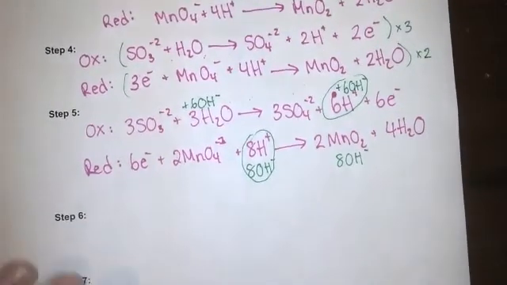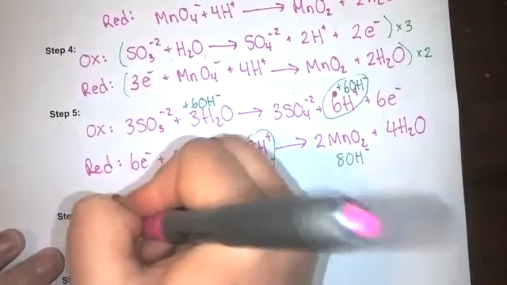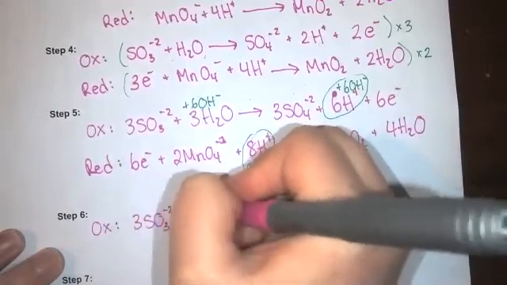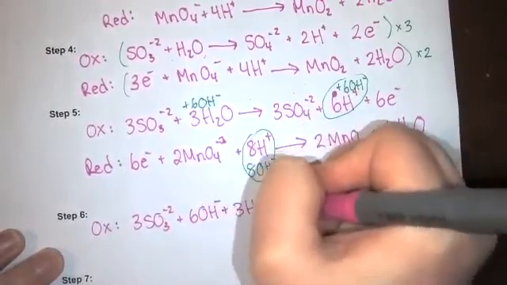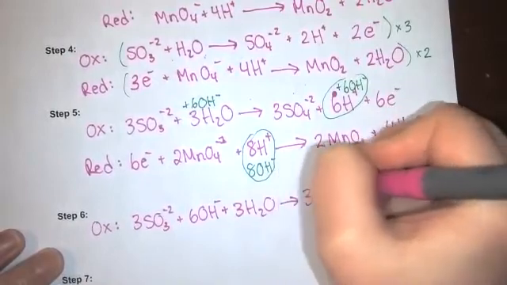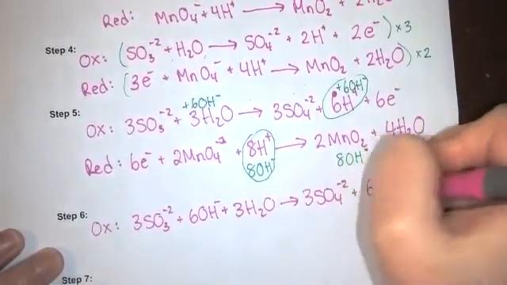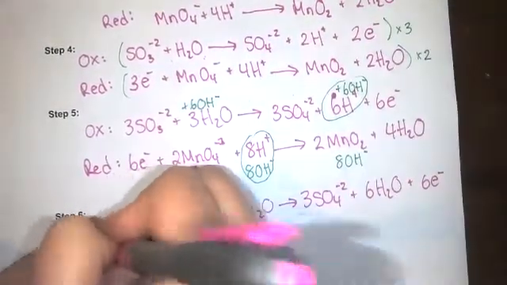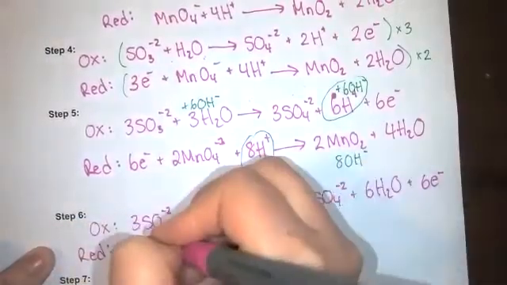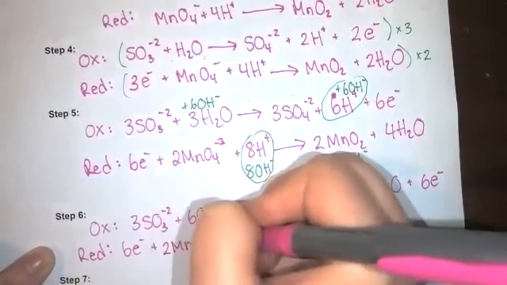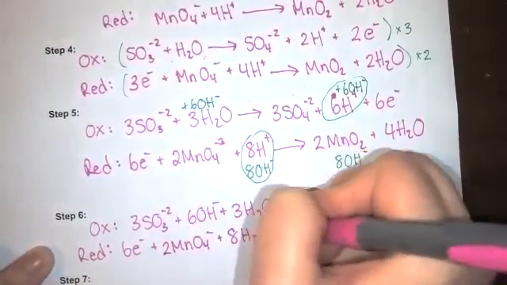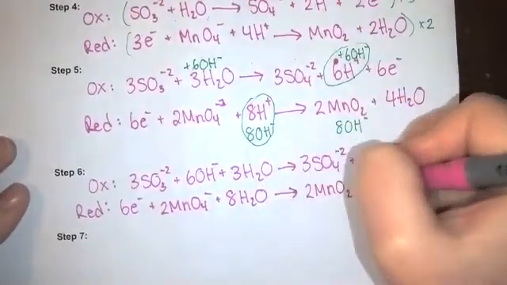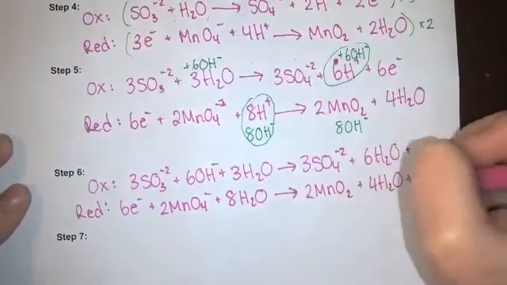Let's write out how that's changed things. So for oxidation, now I have a total of 6 hydroxides, but still these 3 waters, because those haven't changed on my reactant side. Well, a total of 6 waters and 6 electrons. For my reduction, still have these 6 electrons. But now I have a total of 8 water on my reactant side and 8 hydroxides.